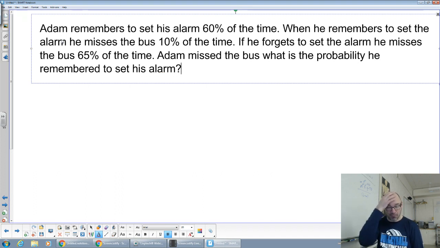All right, so this one helps us if we take the two. We can use a tree diagram to help because there are two events here that are dependent on each other. Okay, there's conditional probability here, because if he sets his alarm, he has a 65% chance of not missing the bus, right?